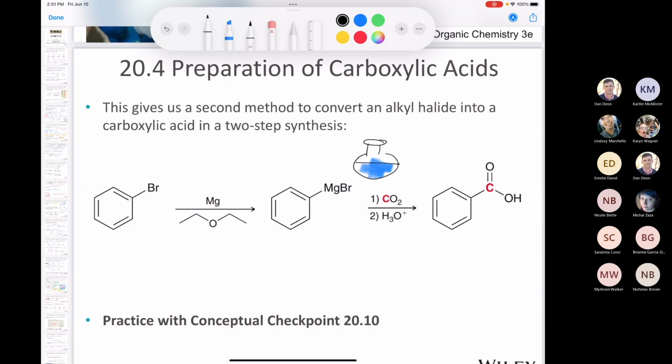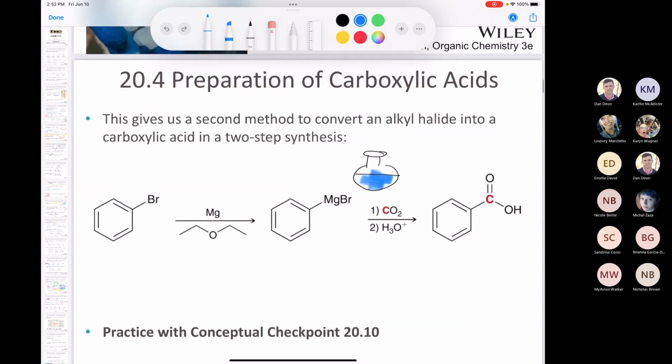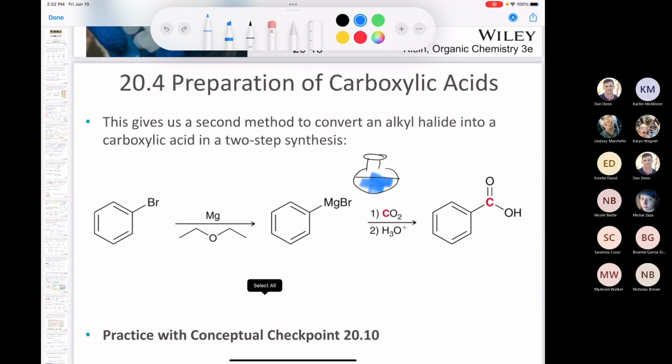In here, you could dump the solid CO2, just dump it right in there. Another option is that you can use CO2 gas and just let it bubble through there. But either way, that is a way to make a carboxylic acid using a Grignard reaction. Very cool way to make a carboxylic acid. So let's stop there. We've learned one really new way, the Grignard method of making a carboxylic acid.